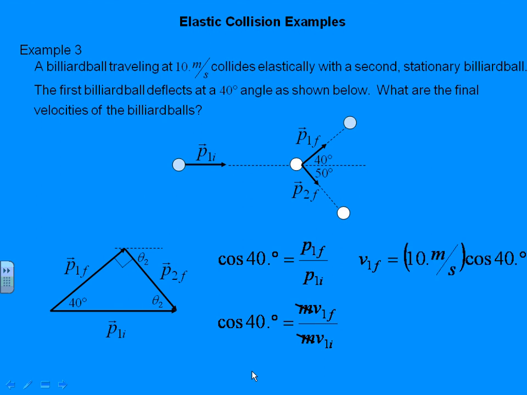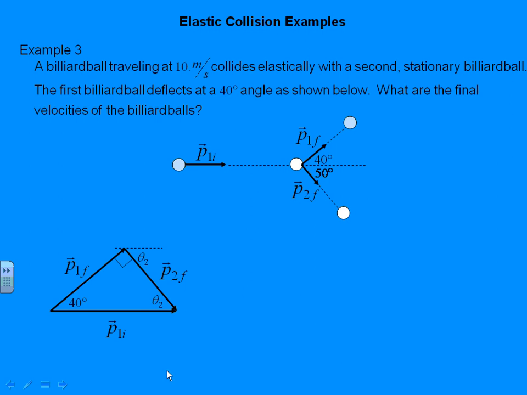Solve for the speed of the first object. We know that the speed originally of the first object was 10 meters per second. So 10 meters per second cosine 40 degrees is 7.7 meters per second. And if we want to have a velocity at the end, we need to add a direction. The direction's right in the diagram. So the first billiard ball deflects at 7.7 meters per second at 40 degrees. Little right triangle trig.